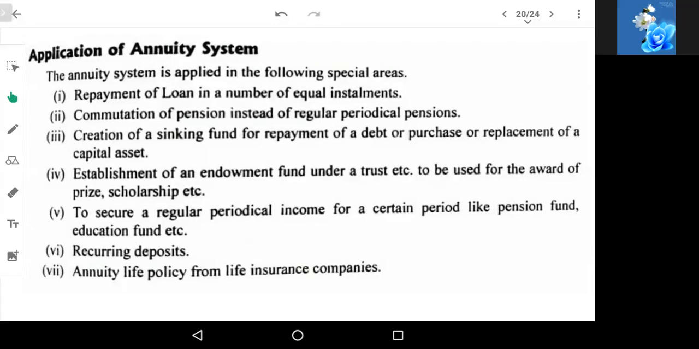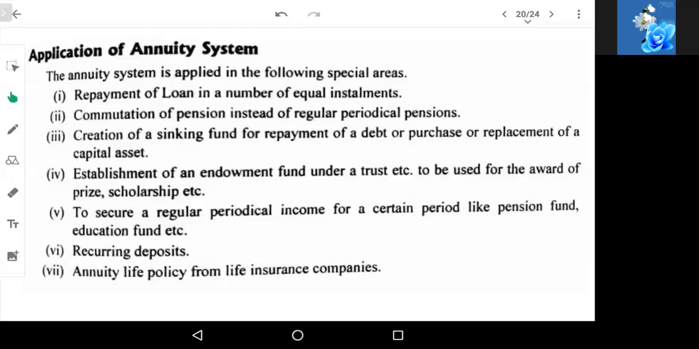Okay, next, to secure a regular periodical income for a certain period, like pension fund, education fund, etc. Now pension funds: after one point of time, when a person is retired, they will get some pension if they have saved before. So that also has the system of annuity involved.